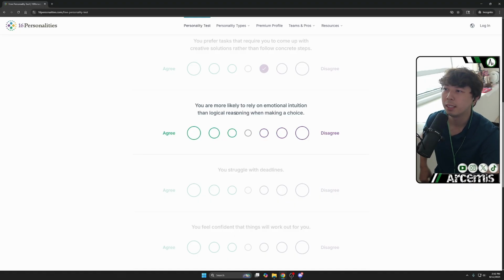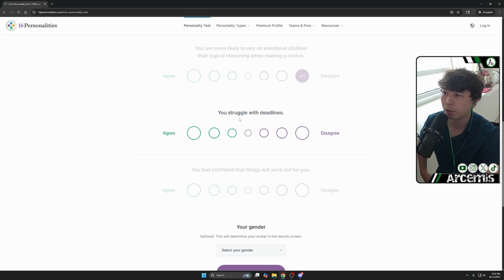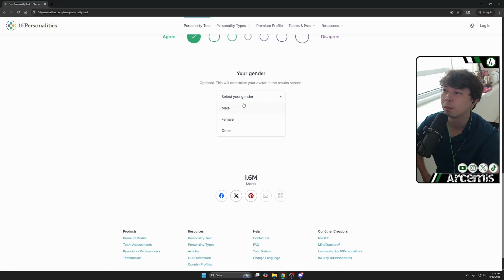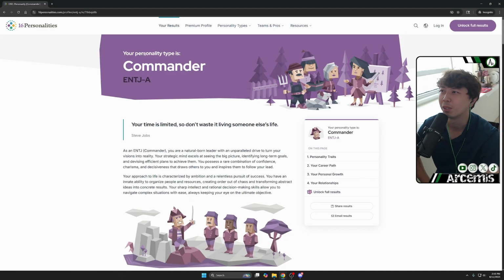You are more likely to rely on emotional intuition than logical reasoning when making a choice. Strongly disagree. You struggle with deadlines. Oh, that's a strong disagree. You feel confident that things will work out for you. Strongly agree. Select my gender, male. Result. My personality type, commander.